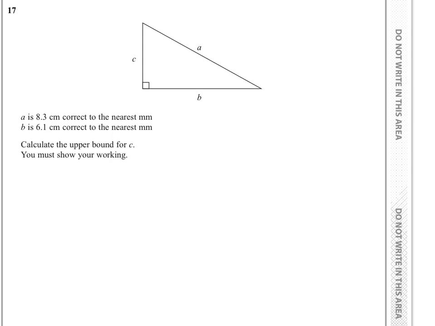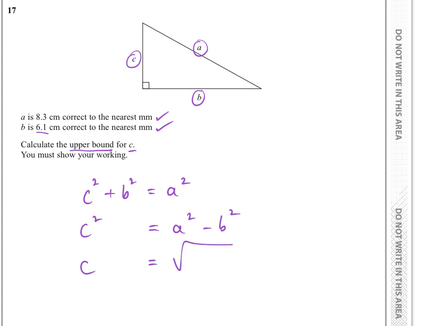Question 17. It says A is given as 8.3 centimetres, correct to the nearest millimetre, and B is given as 6.1 centimetres, correct to the nearest millimetre. And we've got to calculate the upper bound, or the greatest possible bound, for C. Well, looking at this, the connection between C, B and A is using Pythagoras. So C squared plus B squared would be A squared, which means C squared would be A squared minus B squared. So C would be the square root of A squared minus B squared.